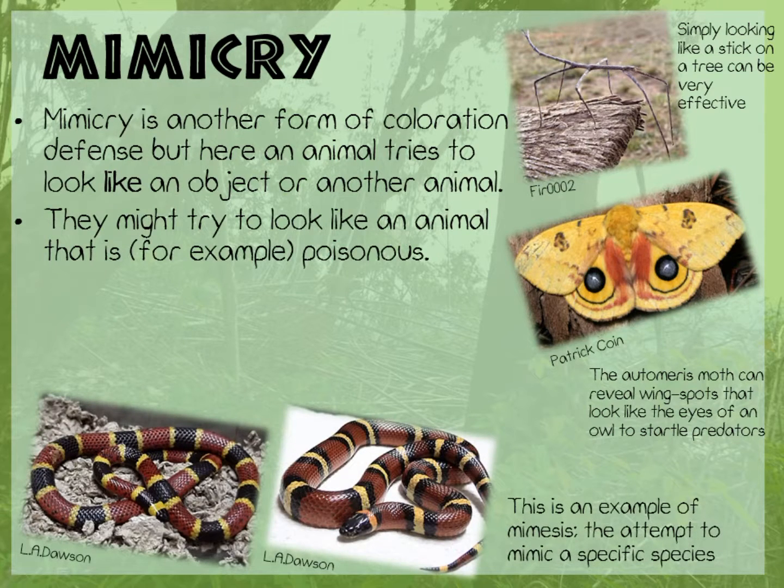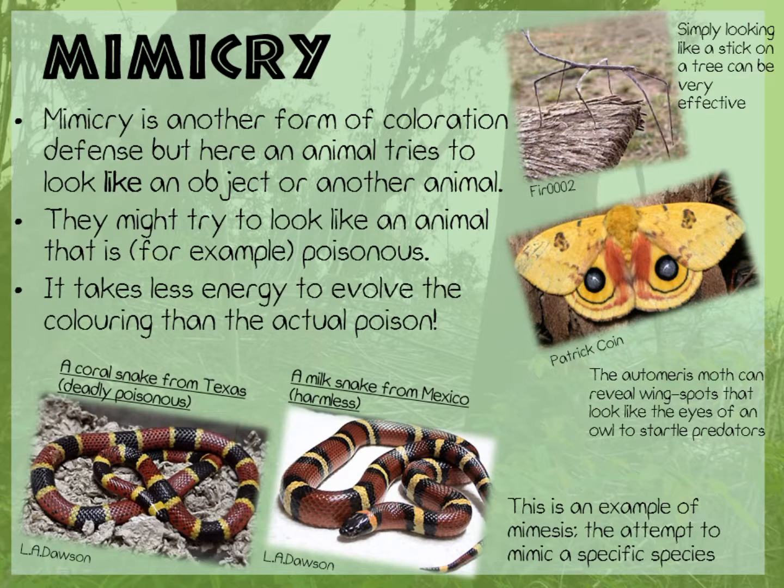Other forms of mimicry might be to look like a specific species, and in fact this is called mimesis, mimicking a specific species. These two snakes look very, very similar, but they are in fact different species. The one on the left is a coral snake from Texas, and that is deadly venomous. Meanwhile, on the right, we can see a milk snake from Mexico, just south of Texas, and that is absolutely harmless.